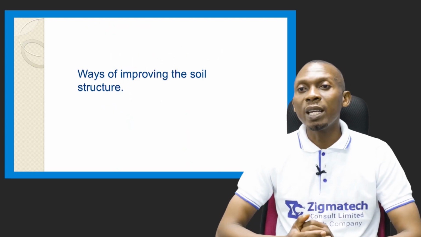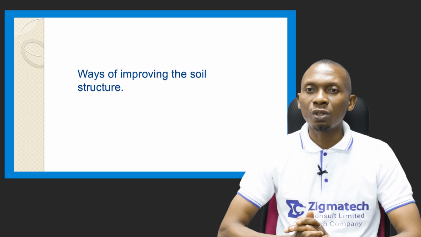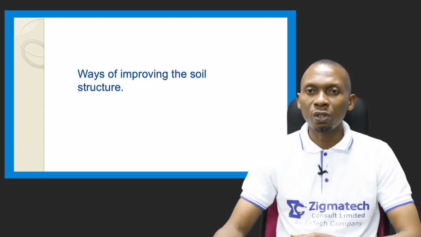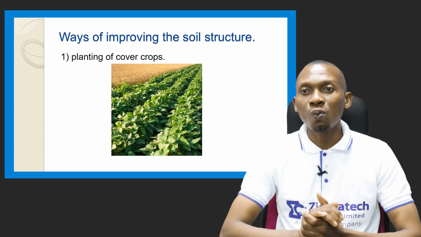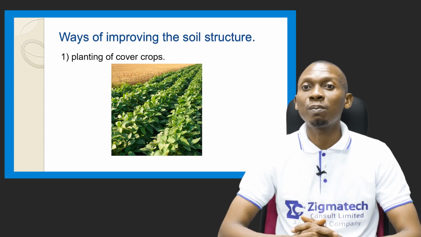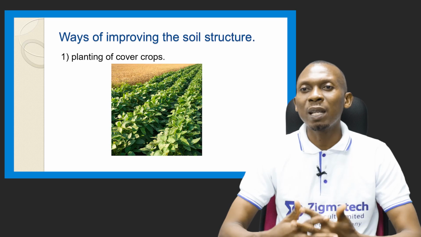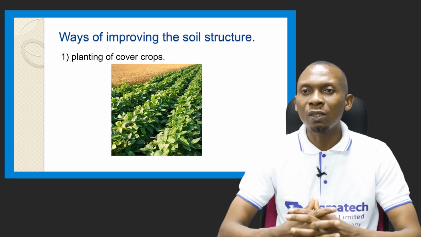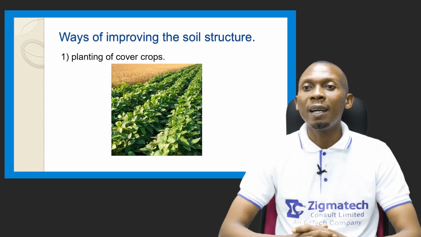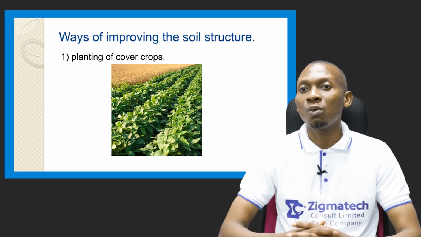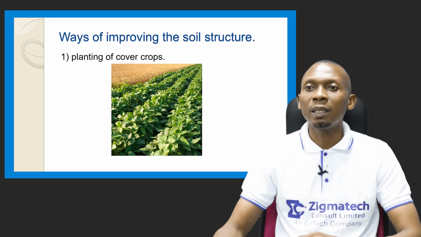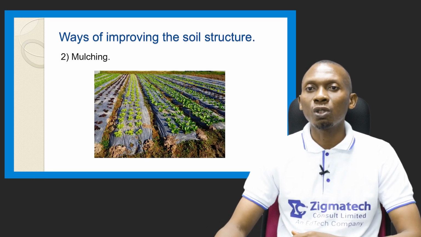Now, let's look at the ways of improving the soil structure. It's important for us to understand how we can improve our soil structure. The first way is by planting of cover crops. When you plant cover crops, this helps to improve soil structure. They bind the soil particles together and help it to retain water moderately, and this is very important in helping to improve the soil structure.